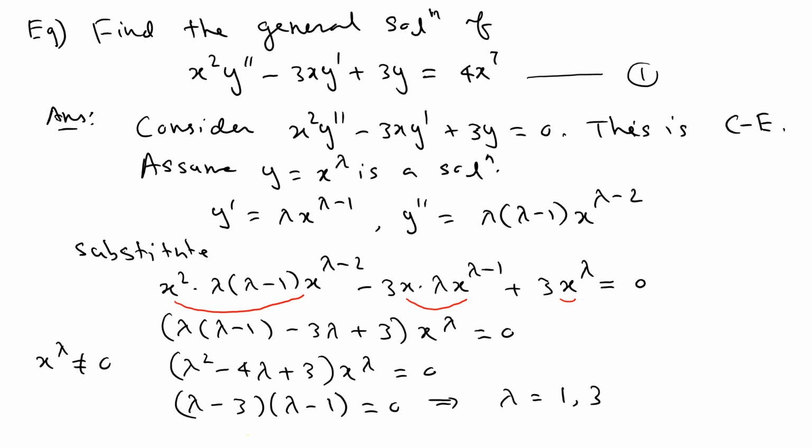Then we can write the solution. Because we know that x to the lambda is a solution for these lambda values, there are two lambda values, 1 and 3. So therefore we can write the solution. Thus we have y_c equal to c1 x to the first value plus c2 x to the second value. So you can write this as c1 x plus c2 x cubed.